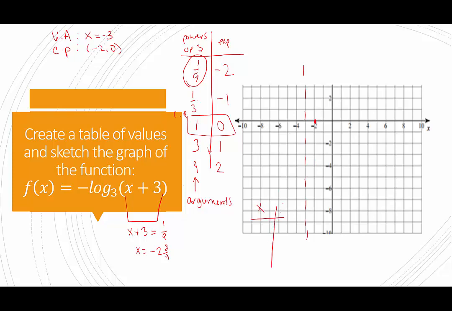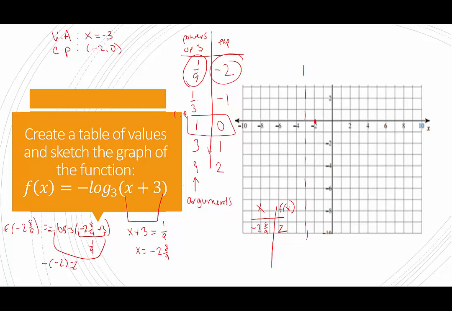I'm going to create my table right here. So we have x and f of x. So one thing I know I want to plug in is -2 and 8/9. Because when I plug in -2 and 8/9, we get negative log base 3 of (-2 and 8/9 plus 3). Well, remember, we designed this so that this ends up equaling 1/9. Now we know log base 3 of 1/9, if we go back to our table, is -2, but there's still that negative in front, so we get -(-2), and we end up with 2. Because of the negative in front, we end up with 2. Okay, that might have been confusing.